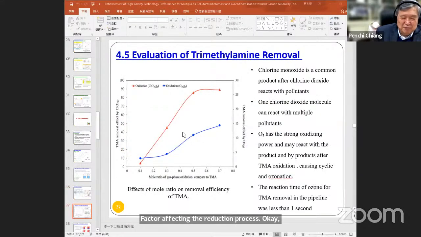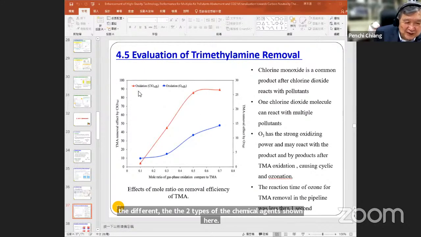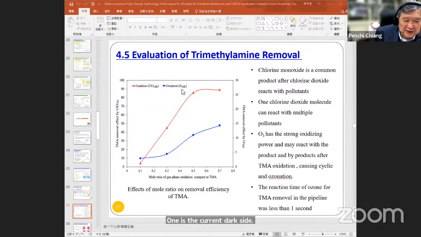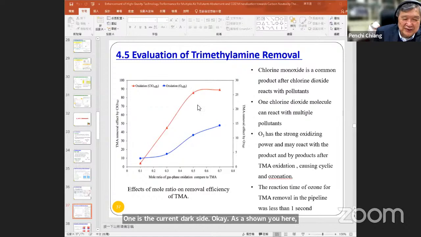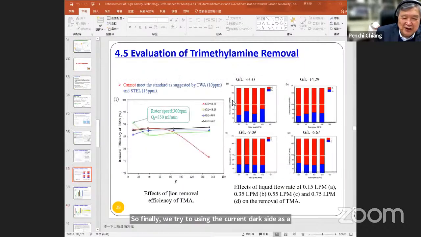So this is just a preliminary study using 2 types of chemical agents. One is chlorine dioxide, as shown here. This is the ozone. So you can see there's a significant difference by using those 2 different chemicals. So finally, we try to use chlorine dioxide as a representative oxidizing agent in the following experimental work.